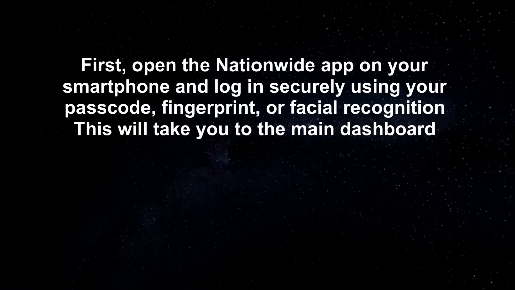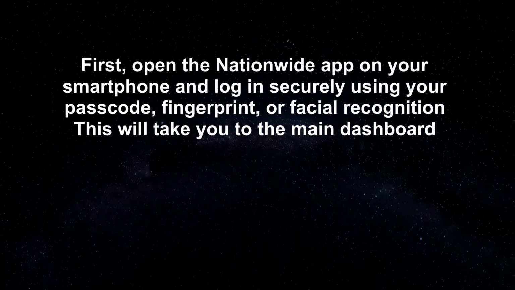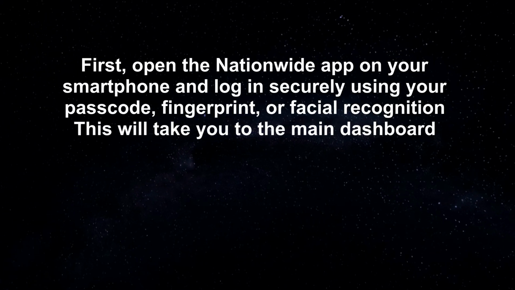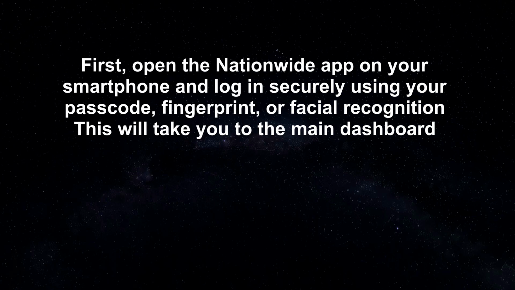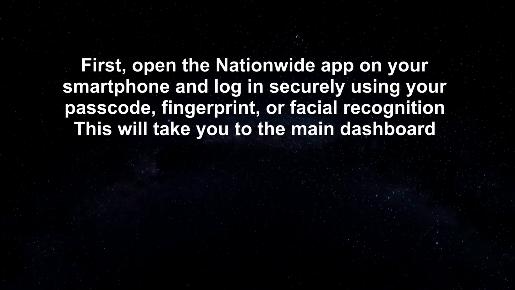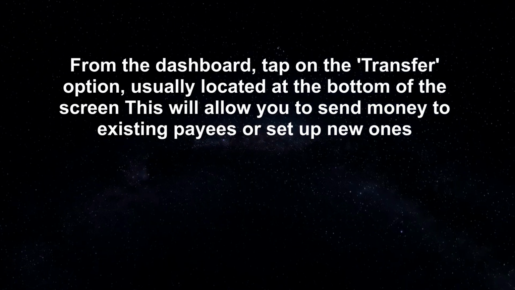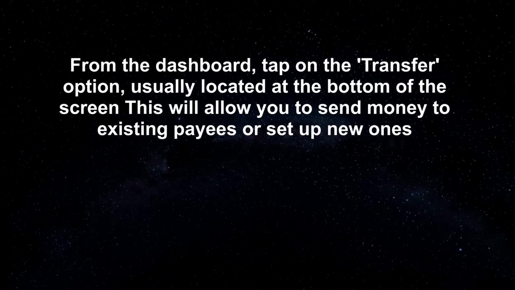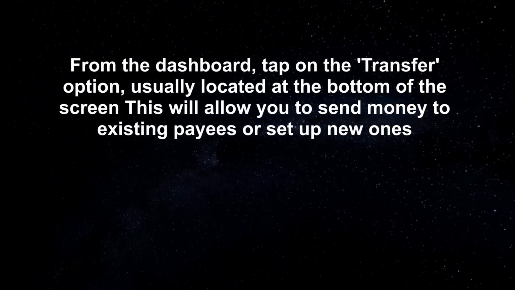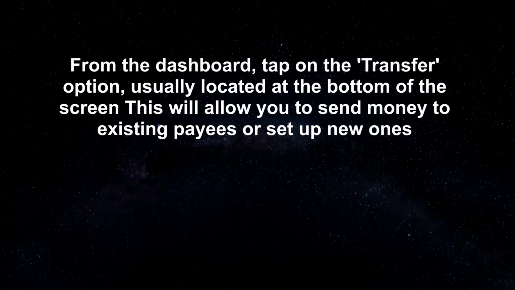First, open the Nationwide app on your smartphone and log in securely using your passcode, fingerprint, or facial recognition. This will take you to the main dashboard. From the dashboard, tap on the transfer option, usually located at the bottom of the screen. This will allow you to send money to existing payees or set up new ones.